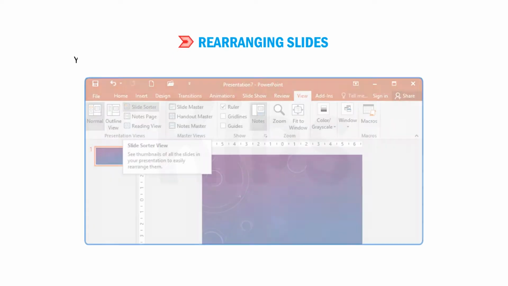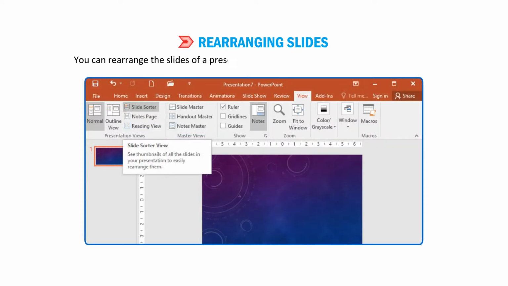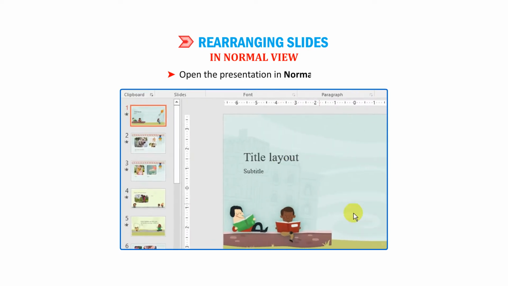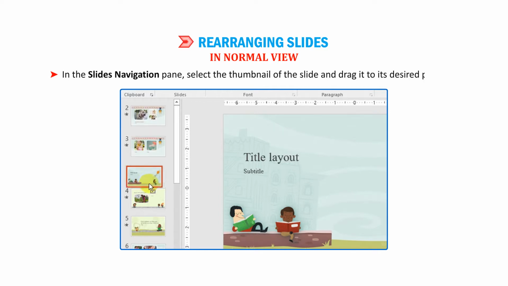Let us learn how to rearrange slides now. You can rearrange the slides of a presentation in Normal, Outline and Slide Sorter view. Let me first tell you about Normal view. Open the presentation in Normal view. In the Slides navigation pane, select the thumbnail of the slide and drag it to its desired position.